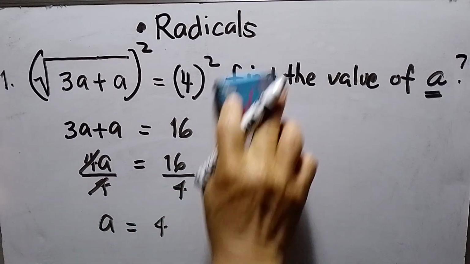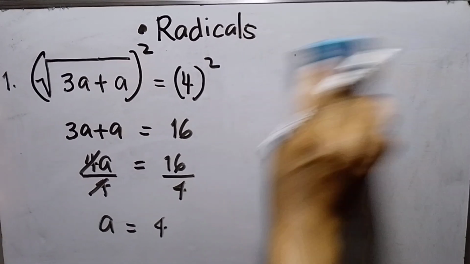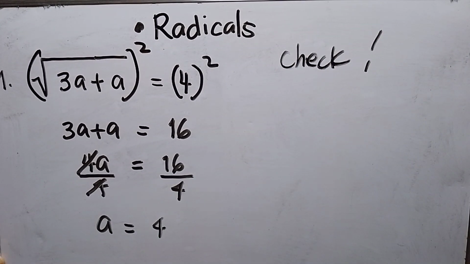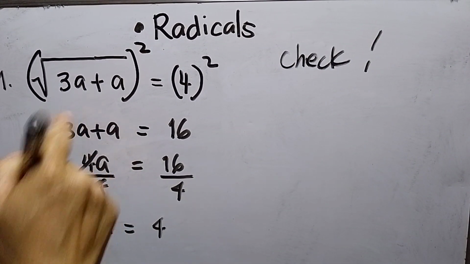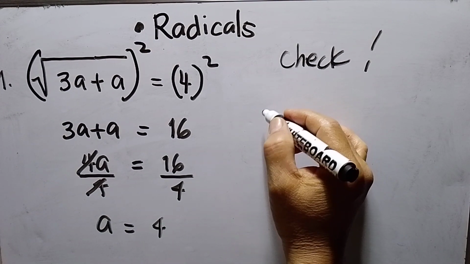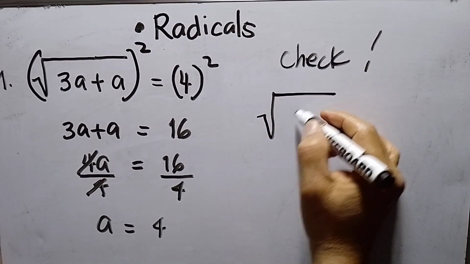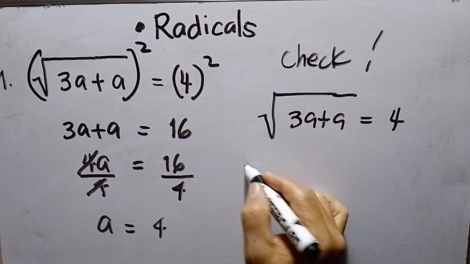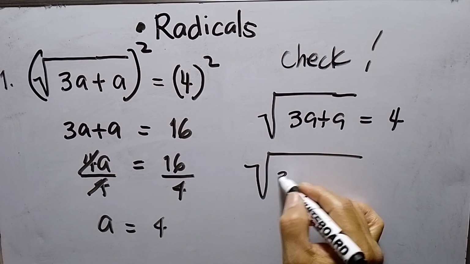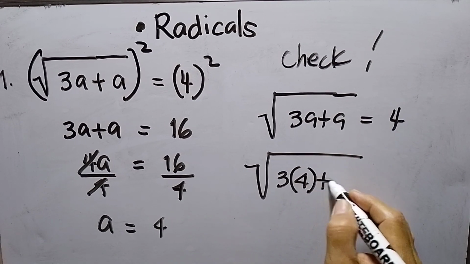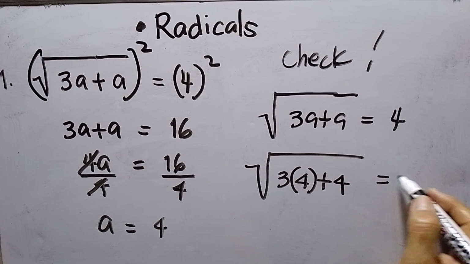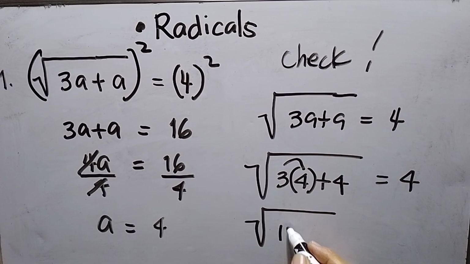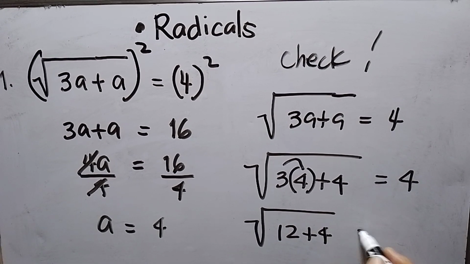Now let's check if this value is correct. So how to check? I need to substitute a equals 4 into the given equation. So the given equation is square root of 3a plus a is equal to 4. So square root of 3 times 4 plus 4 is equal to 4. Square root of 12 plus 4 is equal to 4.